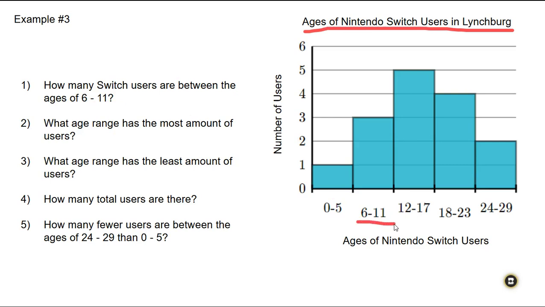So this is my range right here, 6 and 11, and I see that we have 3. So 3 users are between 6 and 11. Question 2 says, what age range has the most amount of users? And I'm just looking for which one has the highest, and that would be this one right here, which is 12 to 17. So I would write here 12 to 17. All right, next up says, what age range has the least amount of users? And it looks like that would be this one right here, which is 0 to 5.